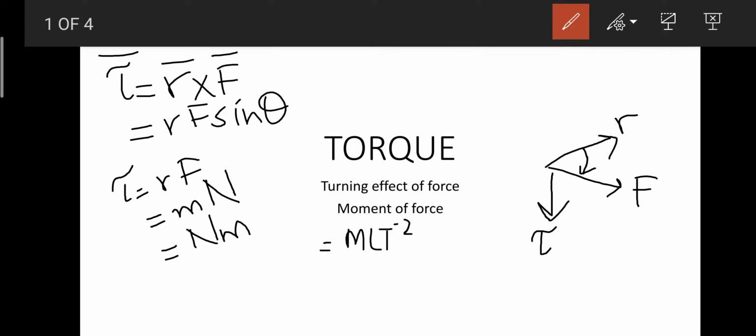Because force is equal to m a, then we have this M dimension, and for acceleration we have L T minus 2. And along with that we have this m, that is a meter, that is of length, so that's how we can write an L over here. So the dimension for torque is M L square T minus 2, right?